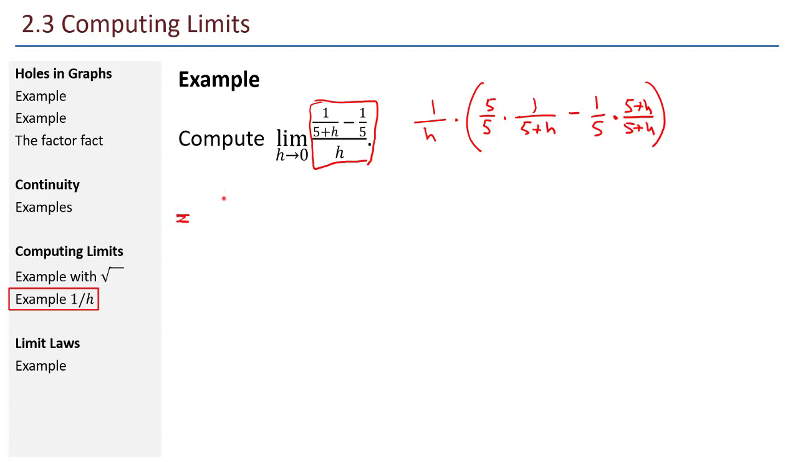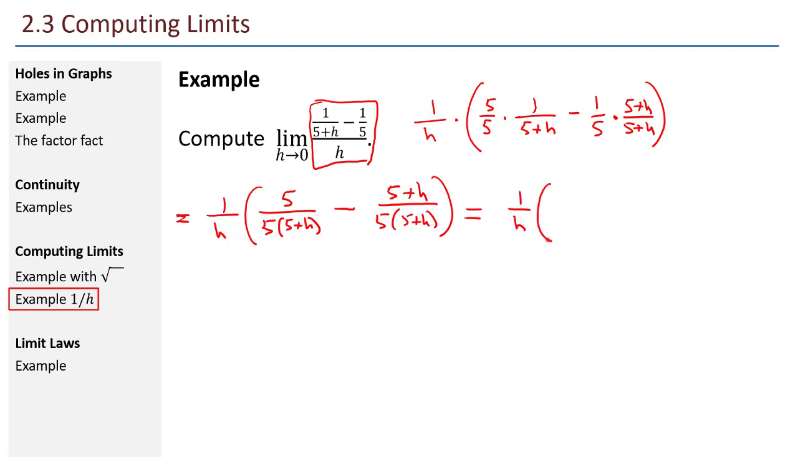So we end up with 1 over h times, and the left fraction looks like 5 over 5 times 5 plus h. And I'm subtracting the fraction 5 plus h over 5 times 5 plus h. And at this point, this is where 80% of calculus students make an algebra mistake. Are you one of the 20% or one of the 80%? Do you see what the trouble is? Here we go. The trouble is, when I subtract, I'm subtracting the quantity 5 plus h. I'm not just subtracting 5.